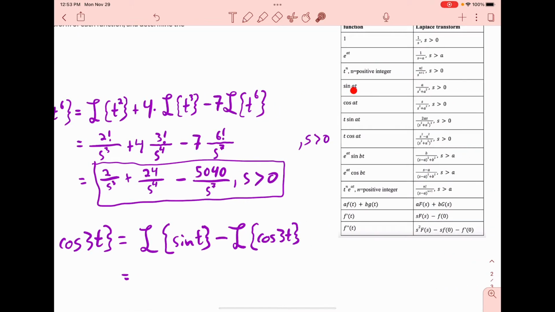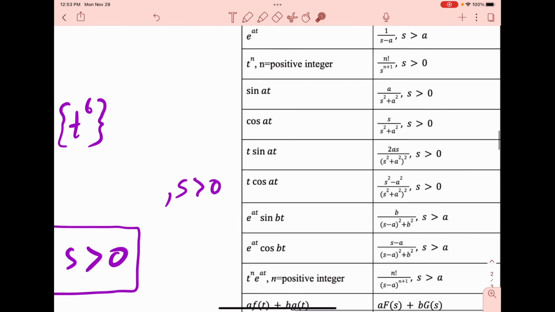Here, sine of at. Well, here, the a is like the coefficient in front of the t inside there, and it's just a 1. So in this problem, the a that we're looking at is 1. And the Laplace transform is the following formula. It is a over s squared plus a squared. Now we're going to substitute in 1 for the a, and then the s squared will just be s squared. And this is s larger than 0.